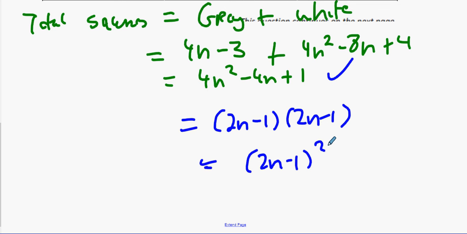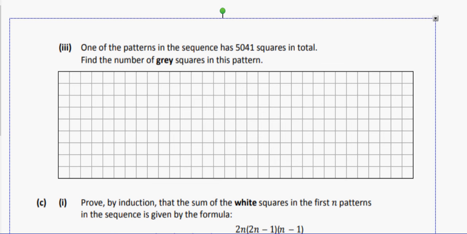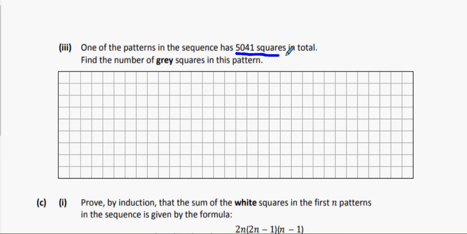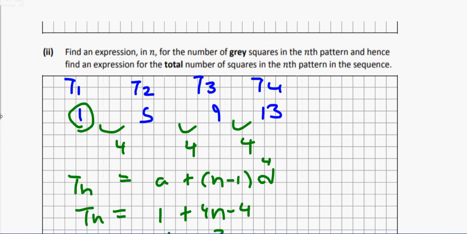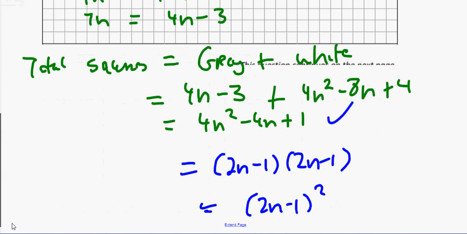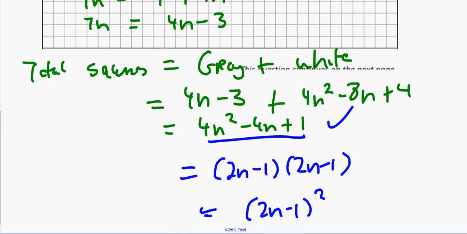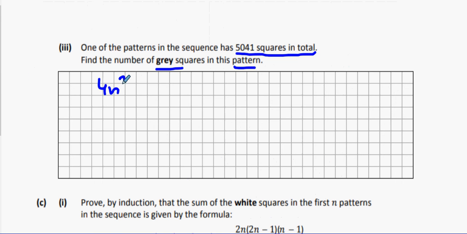Now, what does it want from me next? One of the patterns in the sequence has this many squares in total. Find the number of grey squares in this pattern. No bother. So we're talking about total squares. Well, the total squares is the equation we had earlier, so we say 4n squared minus 4n plus 1 equals 5041.